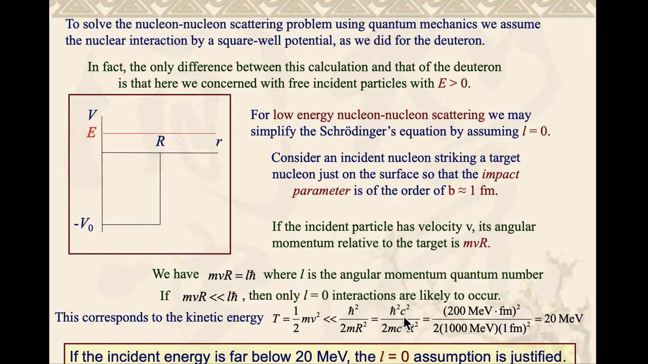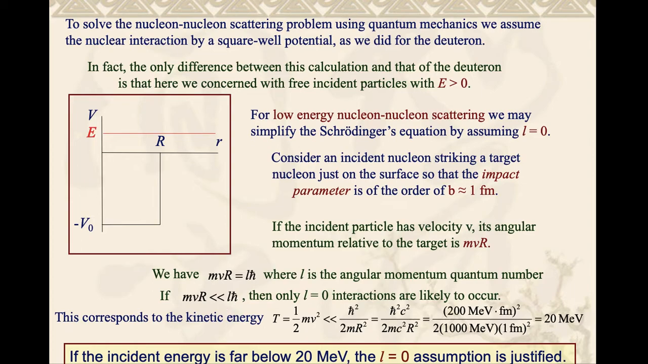This quantity h cross square c square will have the dimension of MeV into Fm. So 200 MeV femtometer square, and this mc square is the mass, which is nearly 1000 MeV. You can consider the proton mass, and this distance we have taken as 1 femtometer. So 2 is here, and on simplifying this, you will be getting it as 20 MeV. So if you are not considering that value L, it will be nearly 20 MeV.